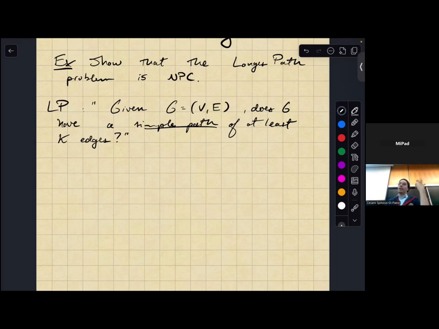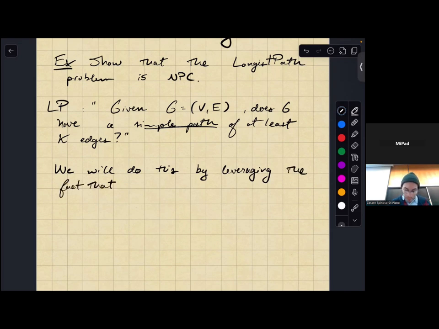So then the longest path is of length n, right? That's kind of why it's called that. Okay. So we want to show longest path is NP-complete. We will do this by leveraging the fact that the Hamiltonian path problem is NP-complete. It's NP-complete because you're going to show that in the assignment.